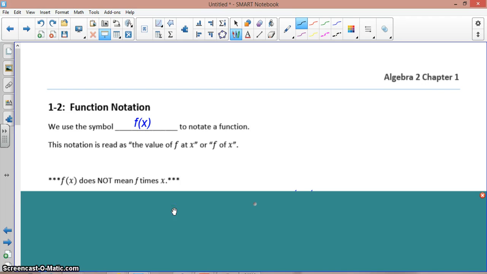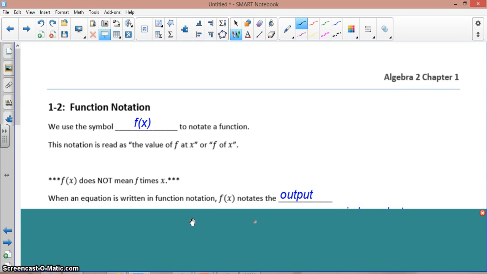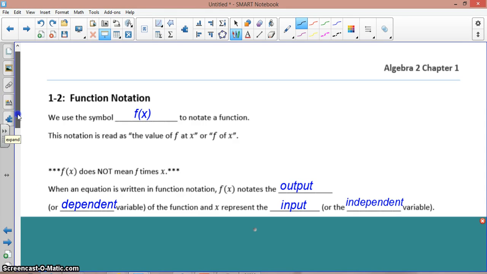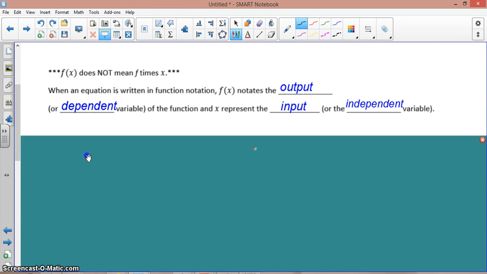We'll use other letters. We'll use g. We'll use h. We could call it John of x if we wanted to. We could call it Kenny of x. Whatever. That f is just a name, so that changes. When the equation is written in function notation, f of x denotes the output. And again, the output is the dependent variable of the function, and the x is the input or the independent variable.